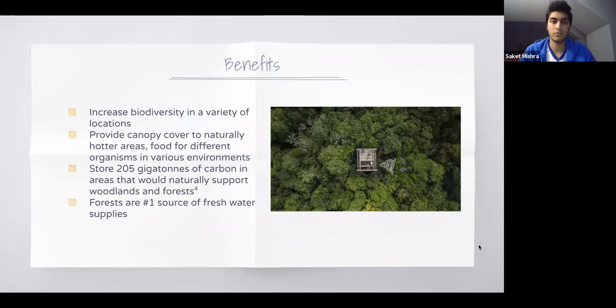So the benefits of reforestation and afforestation is that first of all, you increase biodiversity in a variety of locations. Specifically, you'll be able to increase a lot of the biodiversity in amphibians and in birds, which have dramatically gone down in the recent years due to climate change and due to the greenhouse effects.